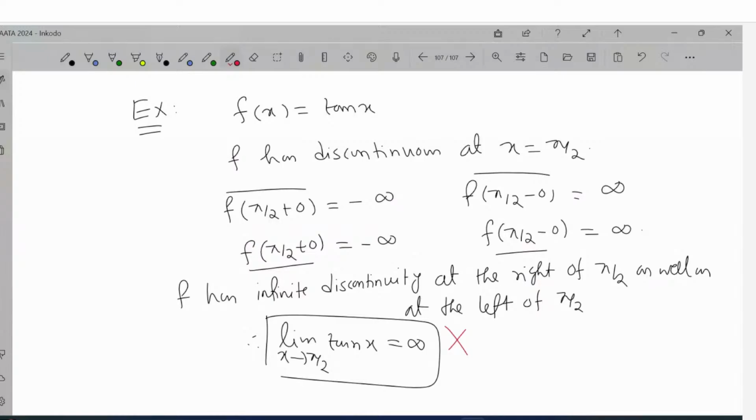I hope it is clear more or less what we mean by discontinuity as infinity, oscillatory discontinuity, infinite oscillatory discontinuity, jump. I think it's clear. If you still have any question, okay, we discussed many other examples.